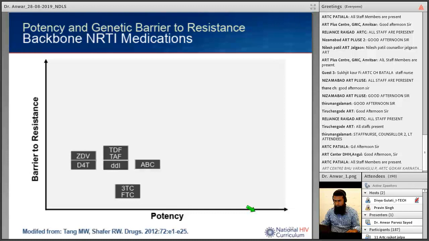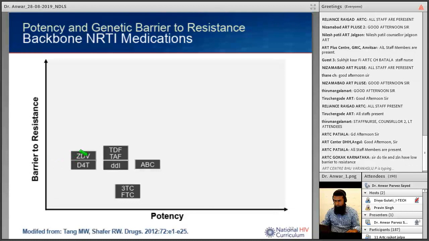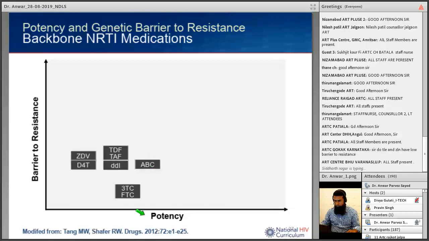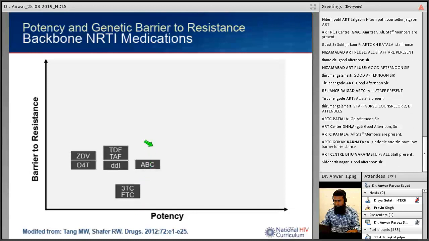But at the same time, if you just see the potency and genetic barrier of the NRTI backbone, the drugs which we use like zidovudine, tenofovir, TAF, which is tenofovir alafenamide, and abacavir, which are currently being used in the program, and 3TC, which is lamivudine, and FTC, which is emtricitabine. These are again potent drugs and also have some genetic barrier to resistance.